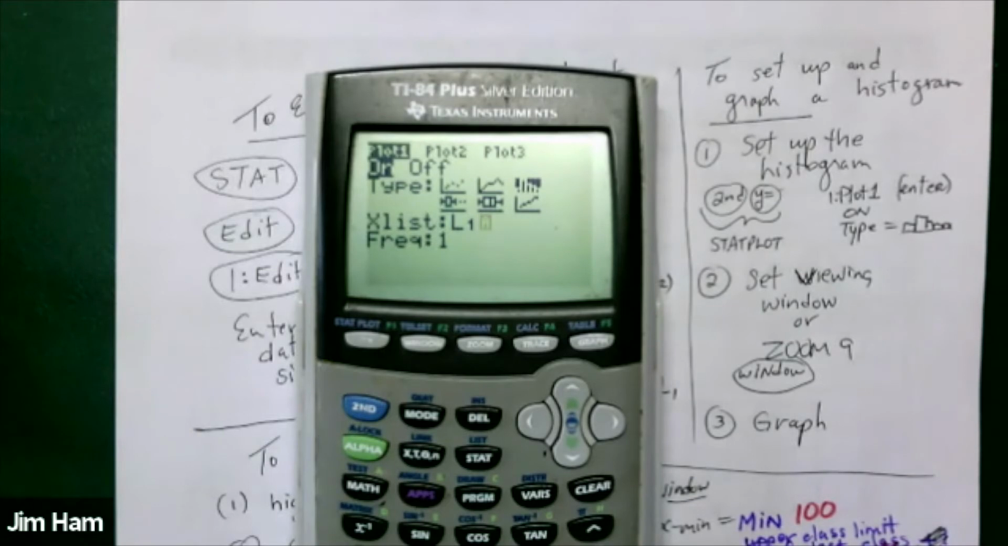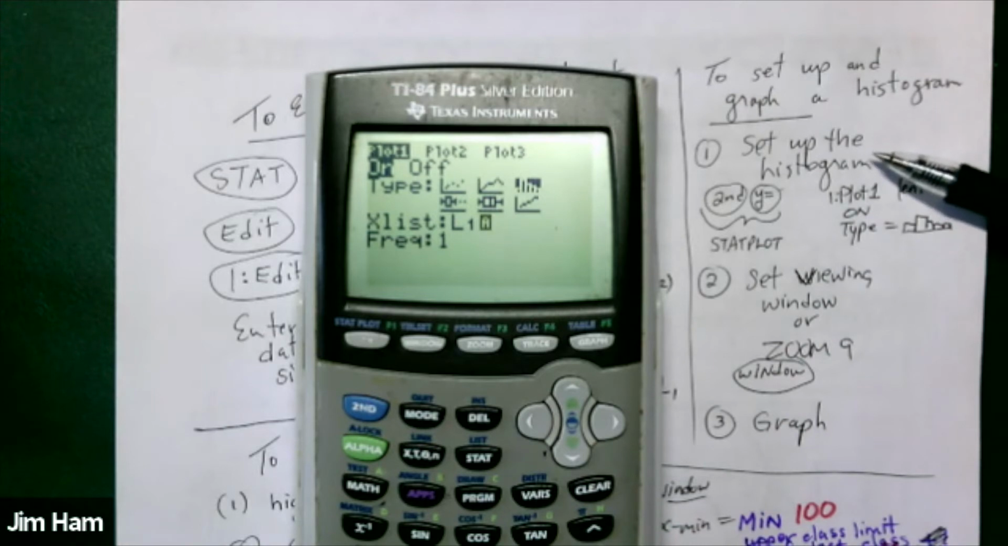Now, for frequency, you can leave that as 1. What it means is that each data value we entered appears with frequency 1. We will have other lists in the future where we do have a frequency list, and we'll enter a list name under frequency, but not now. All right, so that's step 1, set up the histogram.